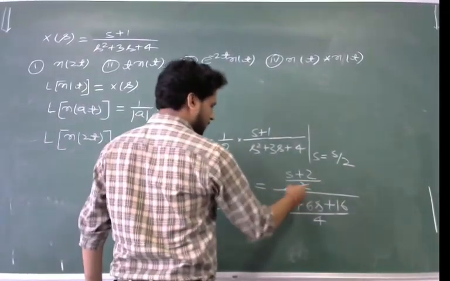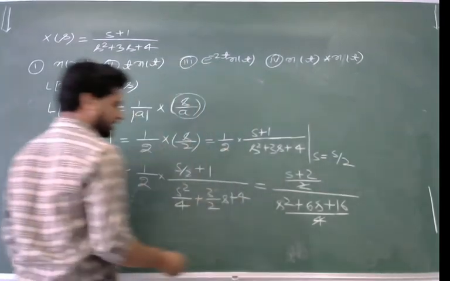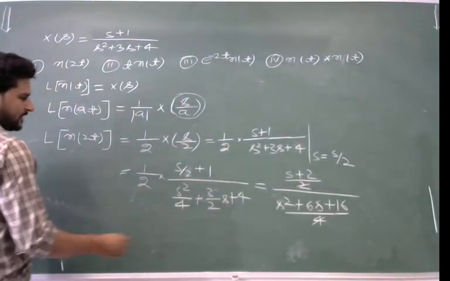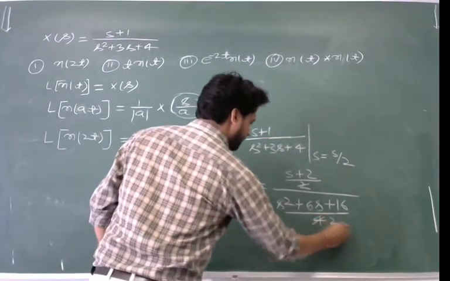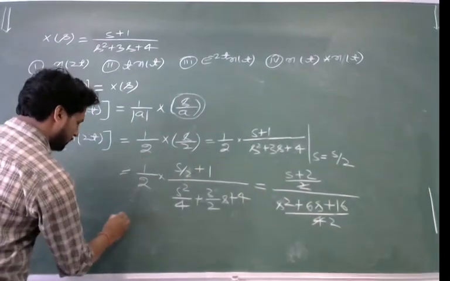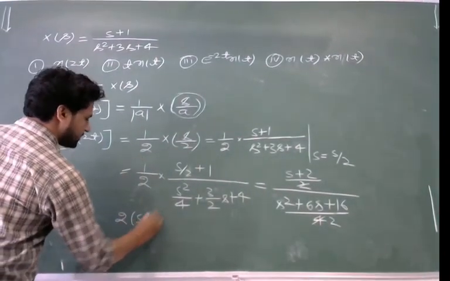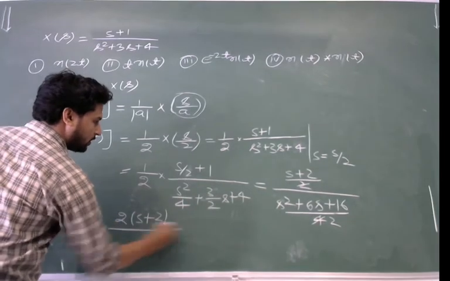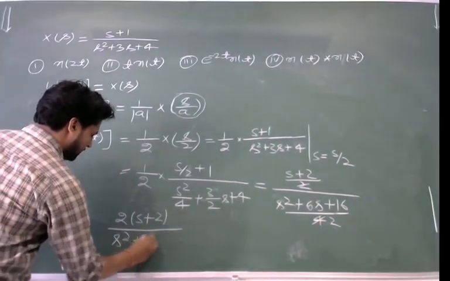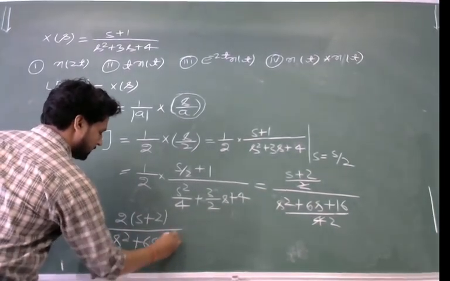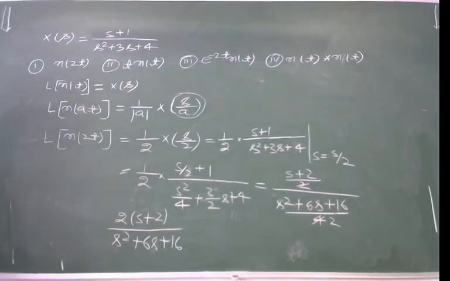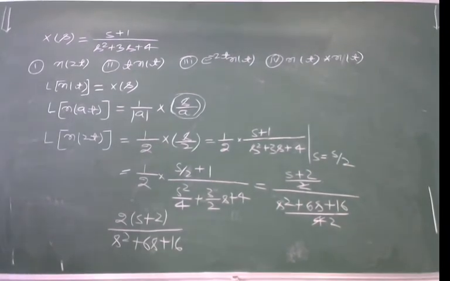Or this can also be written as 2 into (s + 2) upon (s² + 6s + 16). This is what the value of X(2t) is.